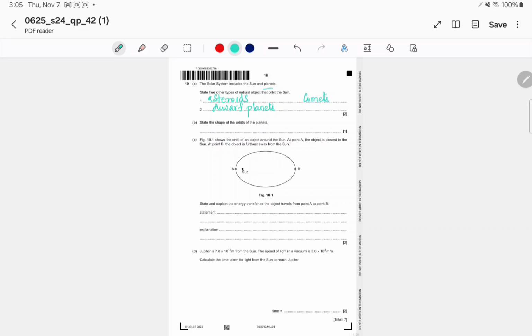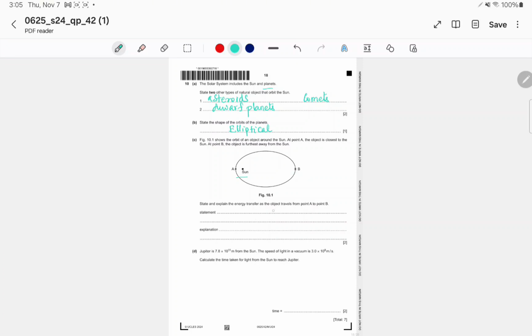Next question. State the shape of the orbits of the planet. It is elliptical. Okay, elliptical shape. Next, C question. Show the orbit of an object around a sun. At point A, the object is close to the sun. Here it is further apart at point B.